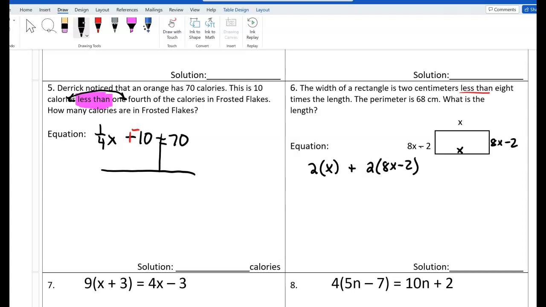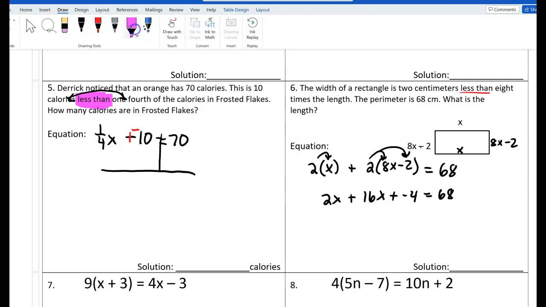Right? I'm going to pause for a second. I'll show you another way you can do it. I could write all that out, x plus 8x minus 2 plus 8x minus 2, but it's much easier just to do the 2 times. And I know that if I add those up, it should be equal to 68. So I got to do some distribution right here. So I have 2x plus 16x plus negative 4 equals 68.